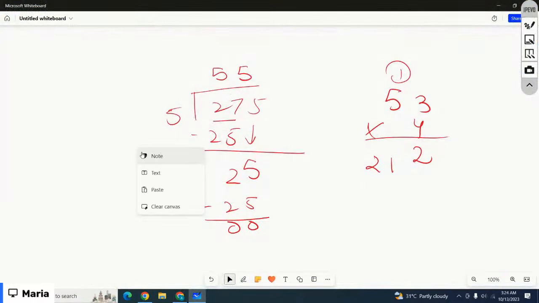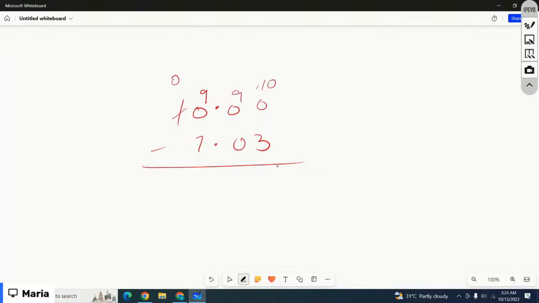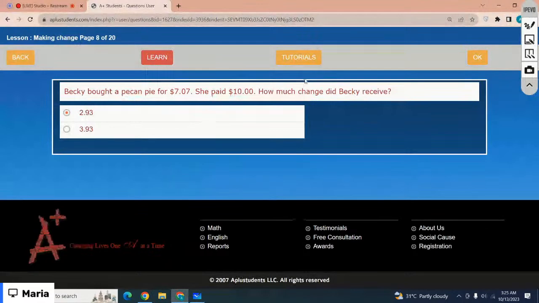10 minus 7.07, so that would be 10.00, right? You cannot subtract 7 from 0, so you need to borrow 1 from here. Here you have 10, here you have 9, here you have 9, and here you have 10, because you borrowed 1 from here. So 10 minus 7 is 3, 9 minus 0 is 9, and 9 minus 7 is 2. That would be 2.93, right? Not 3.93.